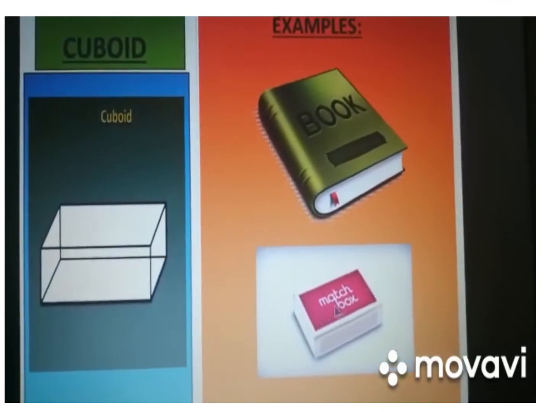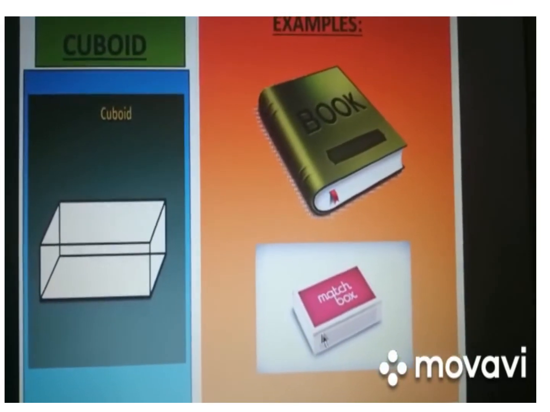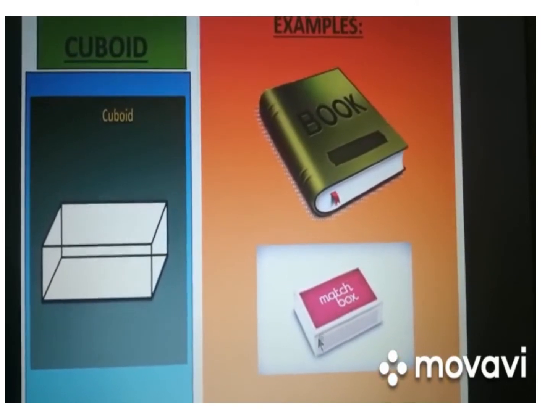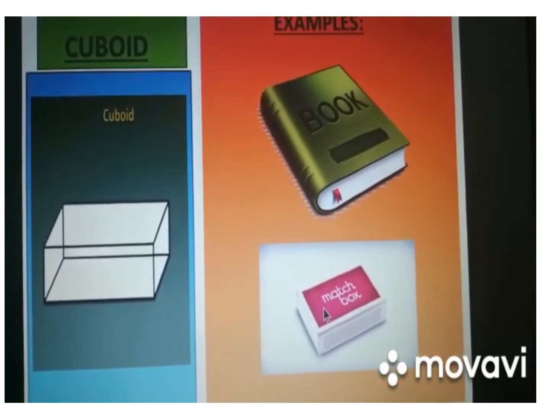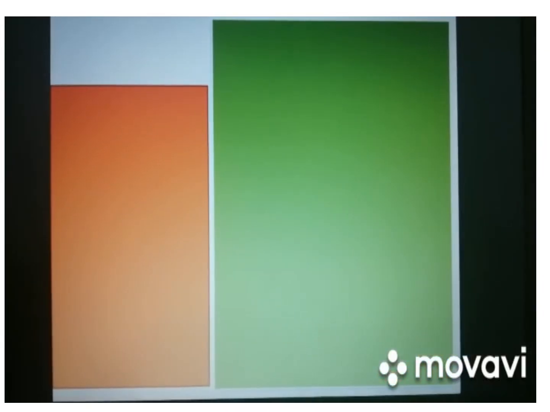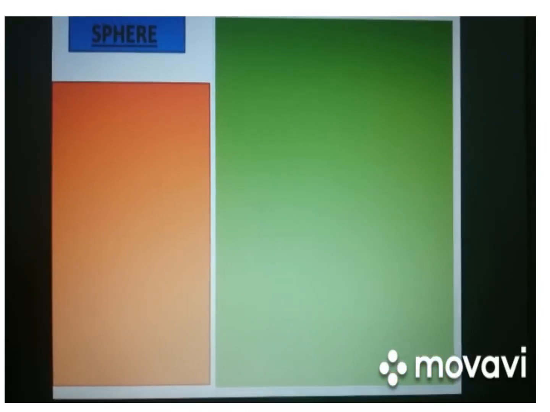One more example is here, a matchbox. See, it has length, breadth, but it has height also. So this is about cuboid. Now let me show you one more solid figure.